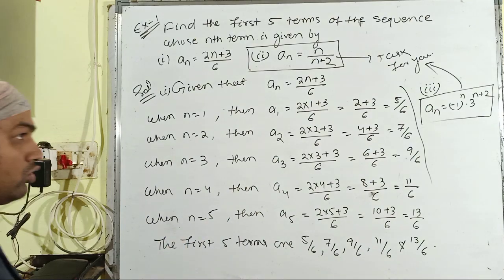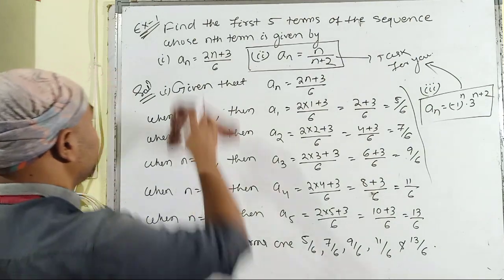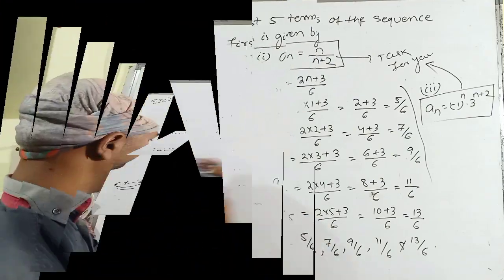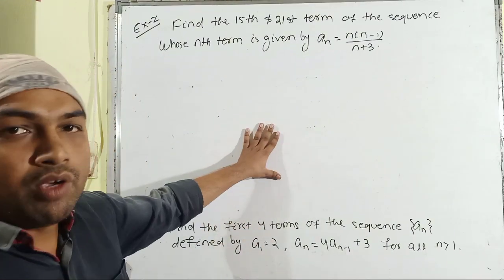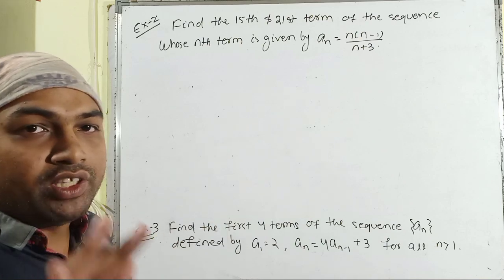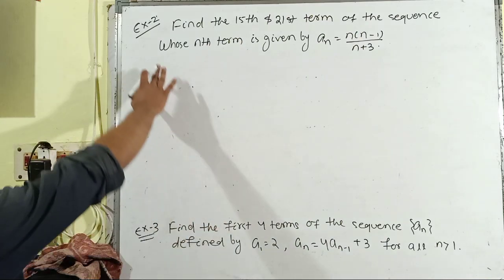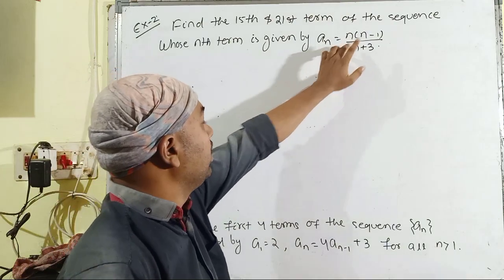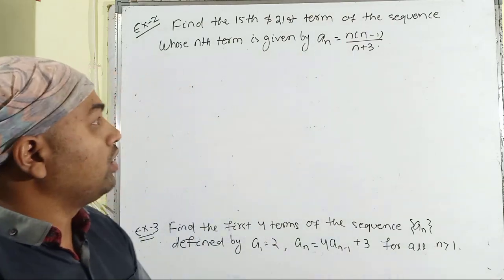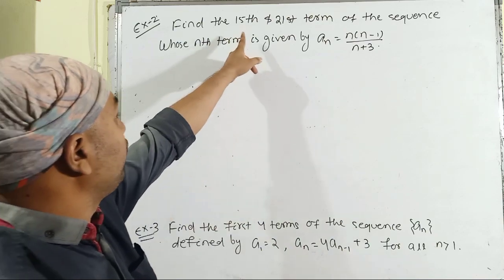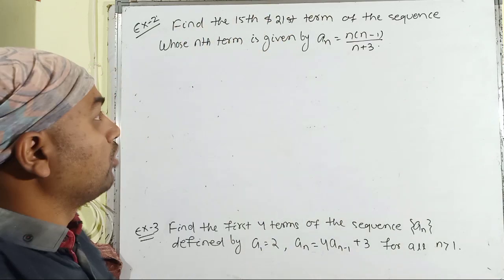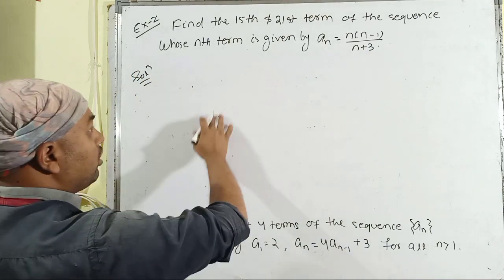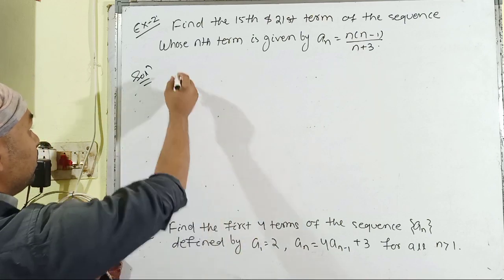Then let us move towards some more problems. So these are the last 2 problems of the current video session based upon the topic sequence and series. And in example number 2, it has been given that the nth term is like this: an is equal to n into n minus 1 divided by n plus 3. We just have to find out the 15th and 21st term. And this is a very easy problem, and these are not important for the board exams.